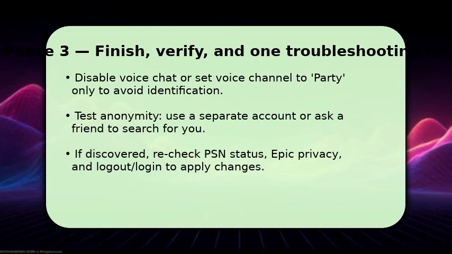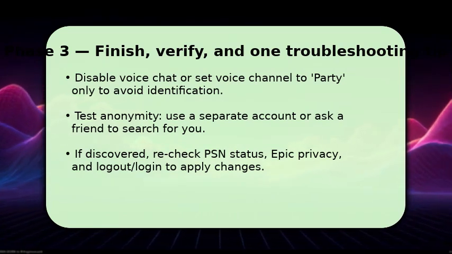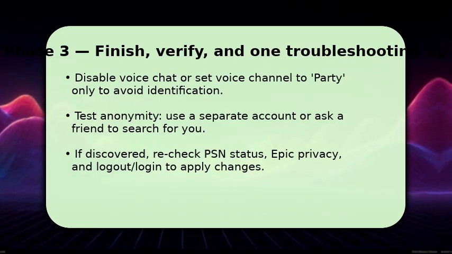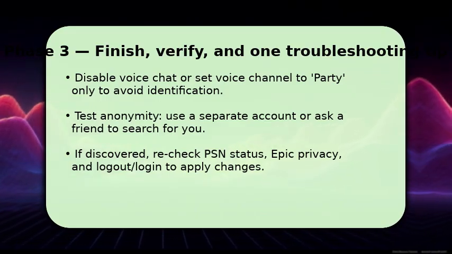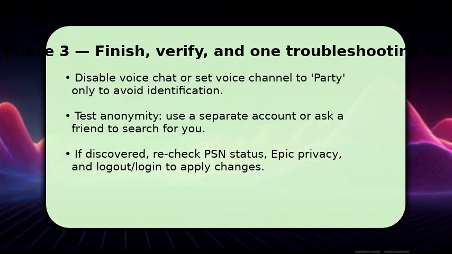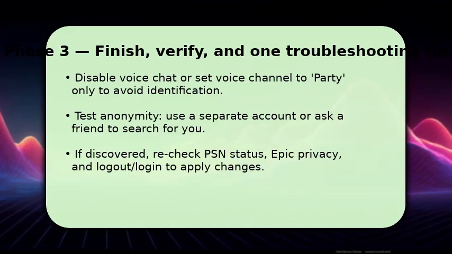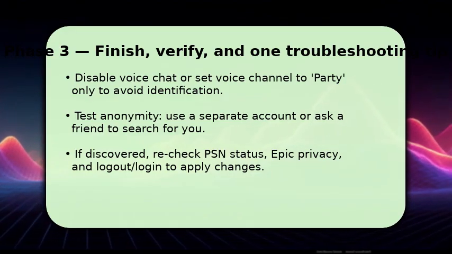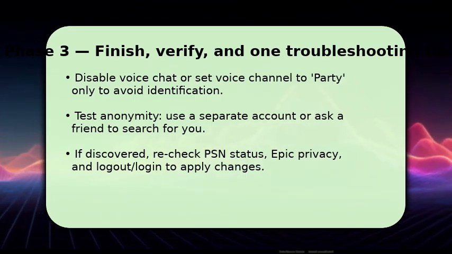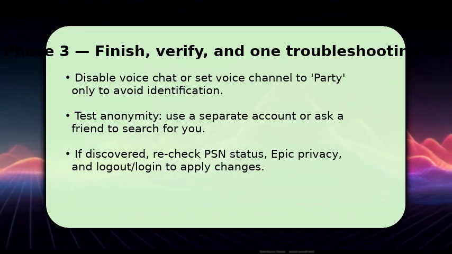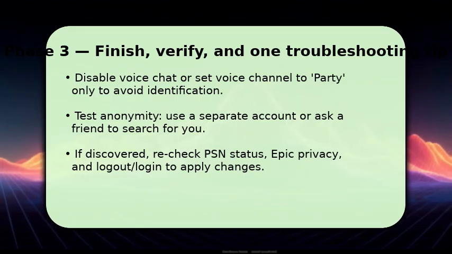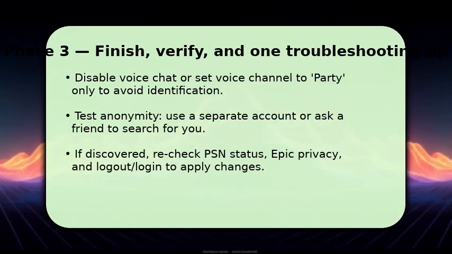Finish by tightening audio and social settings. Disable proximity or global voice chat, or set voice to party only so strangers can't hear or identify you. Once done, test anonymity. Ask a friend to search for you or use a secondary account to confirm you appear offline. If you're still visible, make sure PSN shows appear offline, then log out and back into Fortnite so settings sync. If problems persist, unlink and relink Epic to PSN cautiously, because account linking sometimes requires a full resync to apply privacy changes.